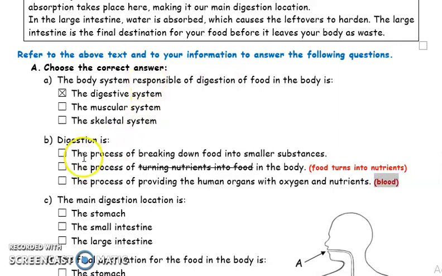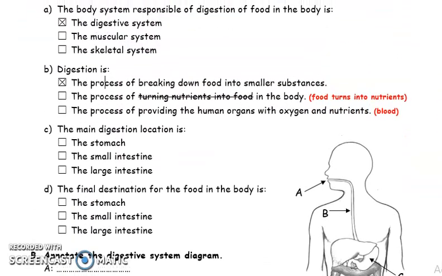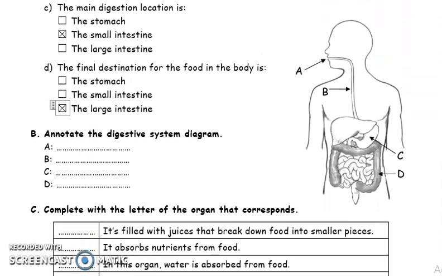So the correct answer is the first one. Digestion is when food turns into nutrients. This means that we are breaking down food into smaller pieces. The main digestion location, the most important part of the digestive system, is the small intestine. Here, nutrients are ready to go to the bloodstream. The final destination for the food before it leaves the body is the large intestine. The large intestine is the last part of the digestive system.